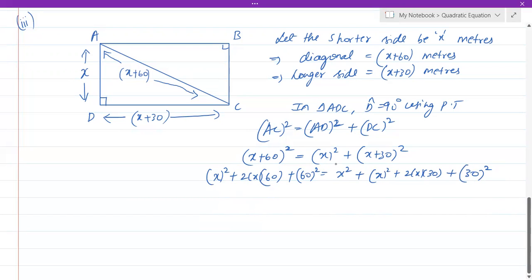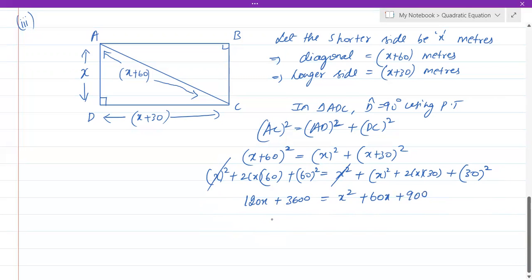So if you observe carefully, in LHS you got one positive x square. In RHS also there is one positive x square. So you can cancel both, because both the sides you got positive x square. So what is left out? 2x into 60 is 120x plus 60 square is 3600 equal to x square plus 60x plus 900.